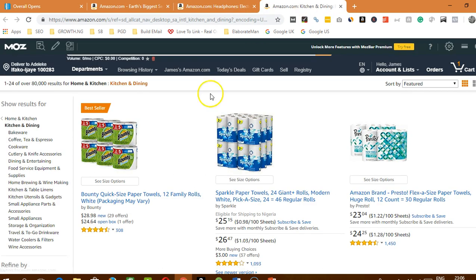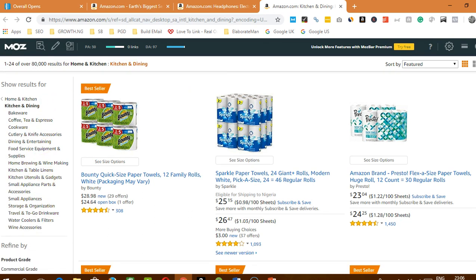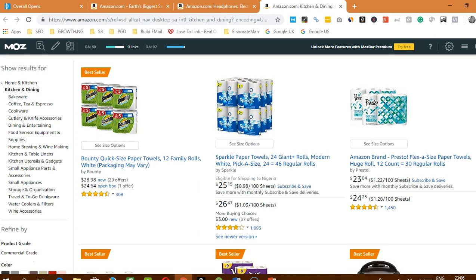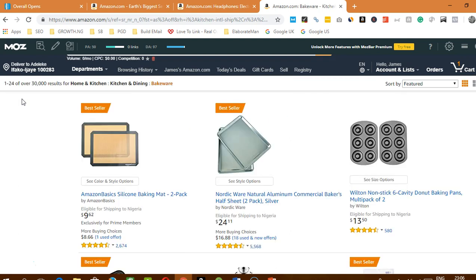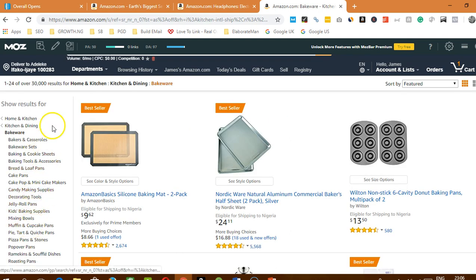And for the kitchen section, obviously there are so many options here that you can look into. So you might want to narrow it down a little bit in this kind of section. You might want to look into, let's say, bakeware. Bakeware will also have some other things underneath it. So you might start a site about bakeware, basically, where you write about bakers and casseroles, bakeware sets, cake pans, all of that.